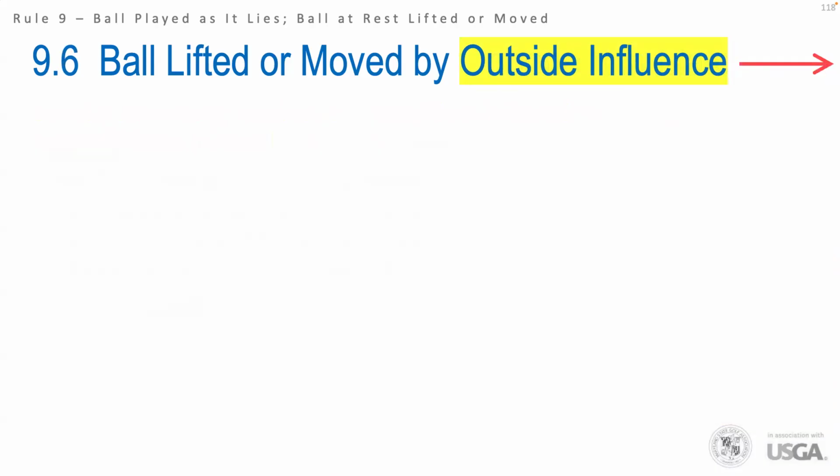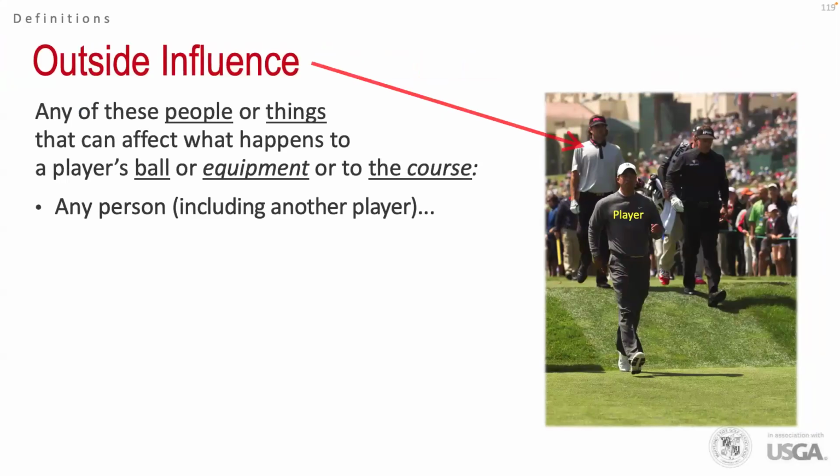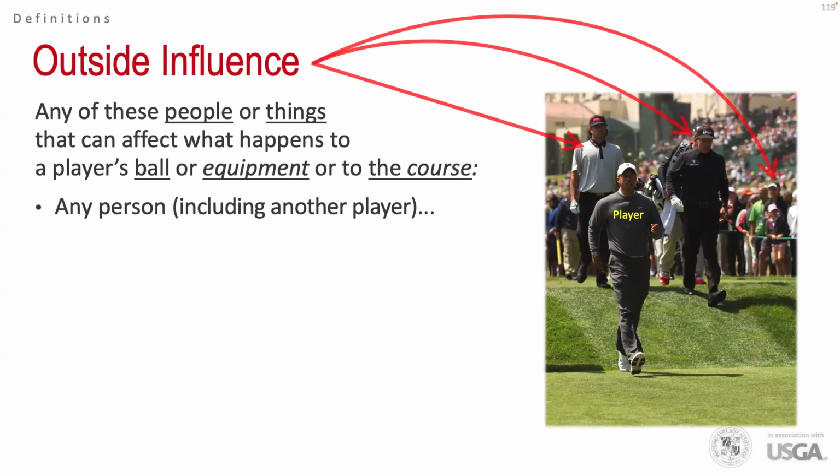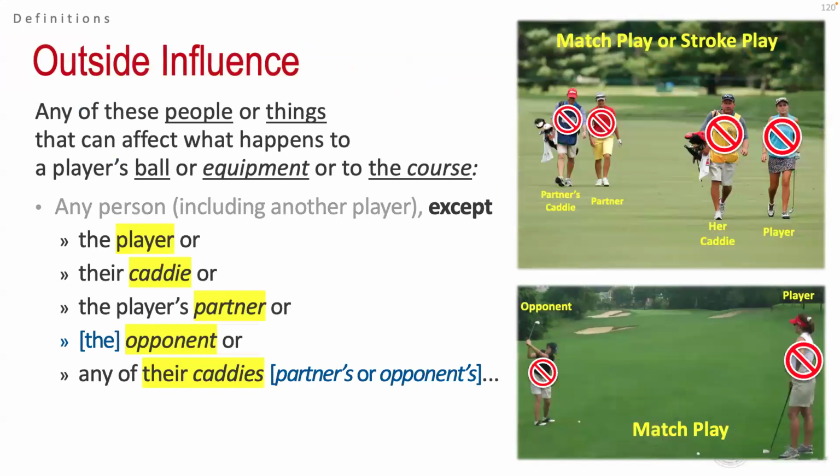All right, a next one that is kind of a fun one, I suppose. Ball lifted or moved by an outside influence. What is an outside influence? So any of these people or things that can affect what happens to a player's ball or equipment or to the course. So any person, including another player, except the player or their caddy or their partner or the opponent or any of their caddies. So maybe the partner's or opponent's caddy. I think this is a really good visual. It just outlines who are not outside influences.